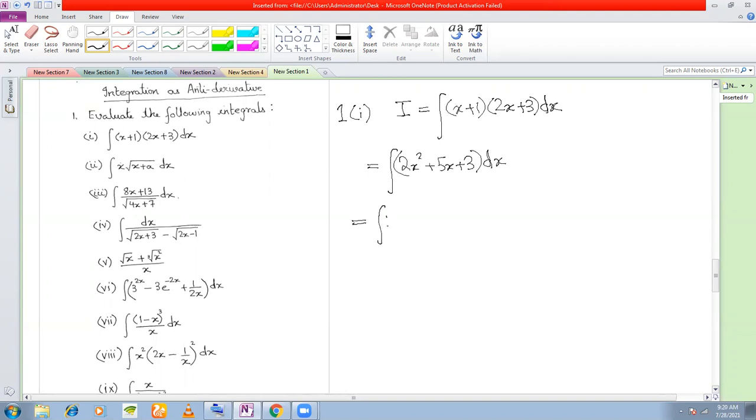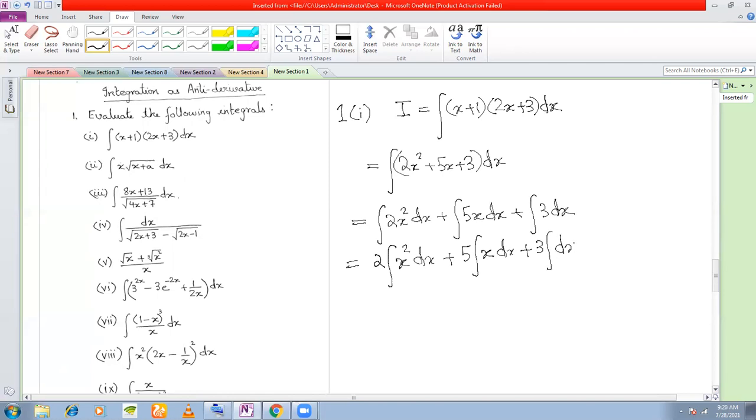So you have integral 2x squared dx plus integral 5x dx plus integral 3 dx, right? Now see, 2x squared, 2 is a constant. So from the fundamental rule, you can take 2 out of the integration, write it as 2 integral x squared dx plus 5 is a constant. You can take it out of the integration, write it as 5 integral x dx. Also 3 is a constant. You can take it out and write it as integral dx.